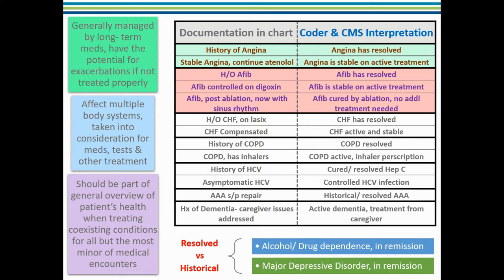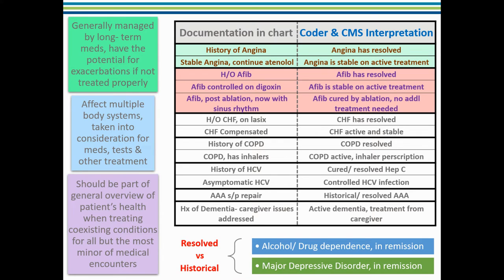However, if there is a procedure like an ablation that results in permanent return to normal sinus rhythm and there's no longer a need for anticoagulation or any other treatment, then the diagnosis should change to a history of. So we can see in the middle box, AFib controlled on digoxin, you should really have that as an active condition. However, AFib post-ablation is now a historical condition. There are 5 other examples of how documentation is interpreted by CMS on here as well. Please review and let me know if you have any questions on those.